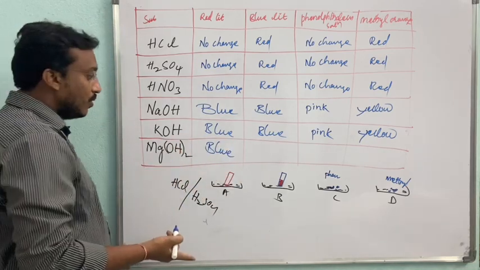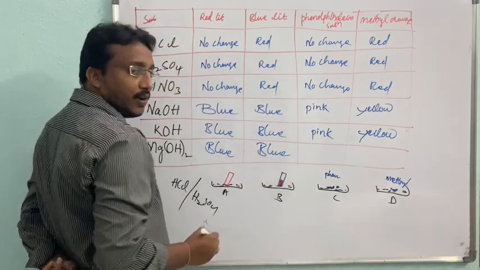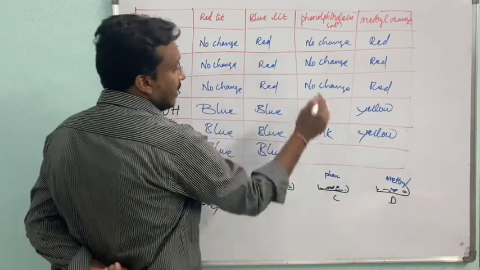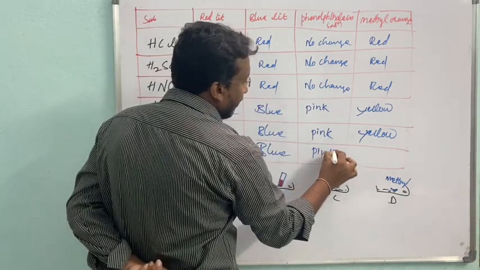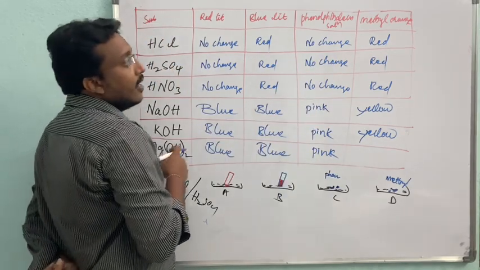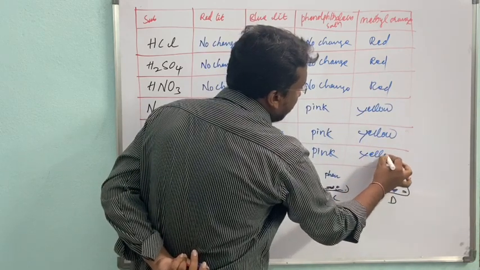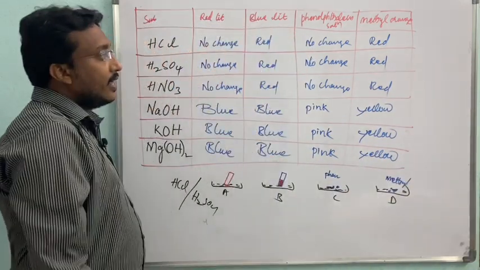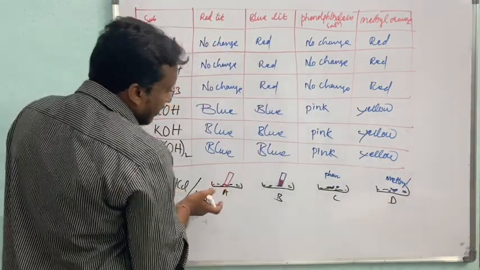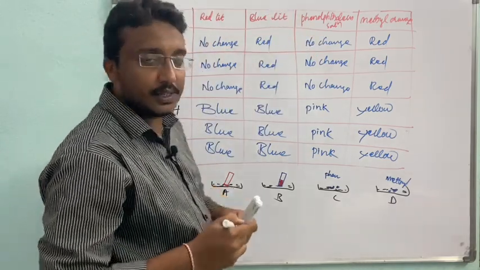Red changes into blue, and blue stays blue. When phenolphthalein solution is added to magnesium hydroxide, it changes into pink. And when I added methyl orange to Mg(OH)2, it turns yellow. This is the observation I made when I tested these indicators with the different solutions.